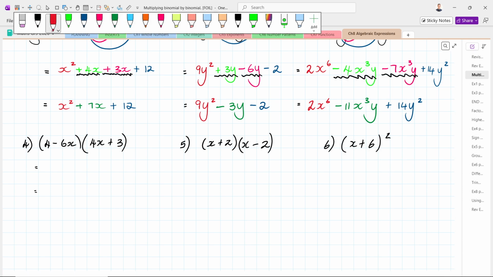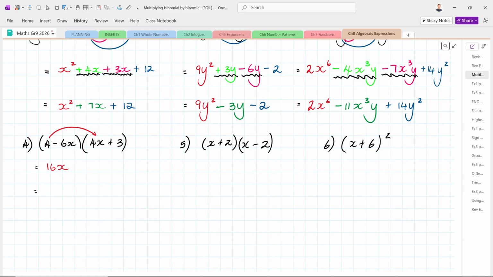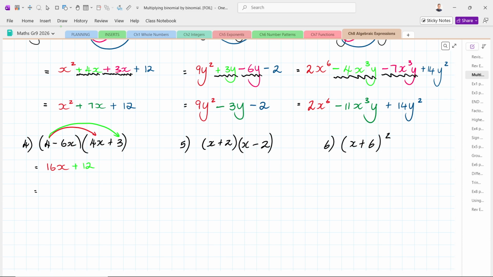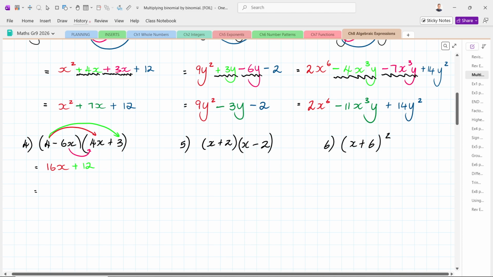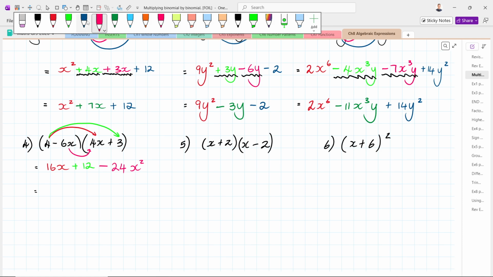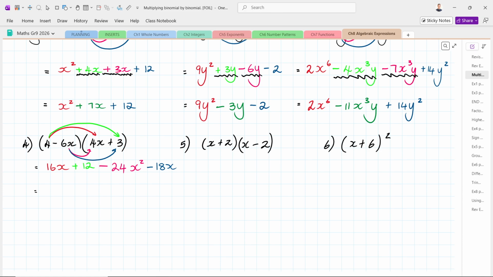So we still start off with our firsts. 4 times 4 is 16. X times no x is just x. Then our outers, 4 times 3 is 12. Positive times a positive, that's why there is a positive. Now our inners, negative times a positive is a negative. 6 times 4 is 24. X times x is x squared. And then the last, a negative times a positive is a negative. 6 times 3 is 18 and x.